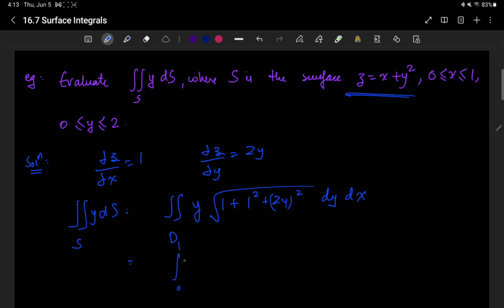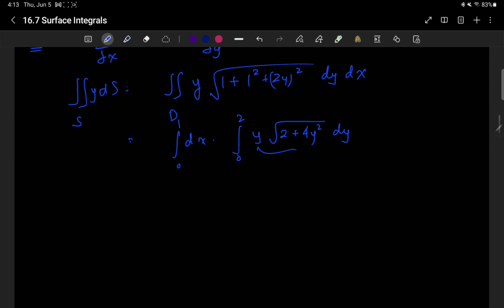which for x from 0 to 1 there is no x term. For y from 0 to 2 we have y times the square root of 2 plus 4y squared dy, and this can be worked out using u substitution. With u equals 2 plus 4y squared, du is 8y dy. So y dy is 1/8 du. When y is 0, u is 2. When y is 2, you have 4 times 2 squared is 16, plus 2 is 18. And y dy is 1/8.